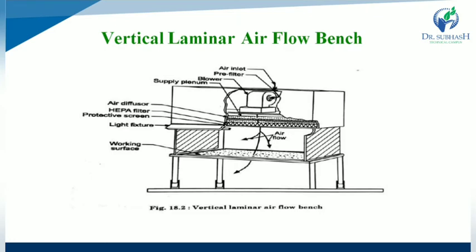Air inlet is present, and above and below the air inlet a pre-filter is available. Blower is present, supply plenum is available, air diffusion is present, HEPA filter is available for filtration purpose, protective screen is present, light fixture is present and working surface is present. So that is the vertical laminar airflow.